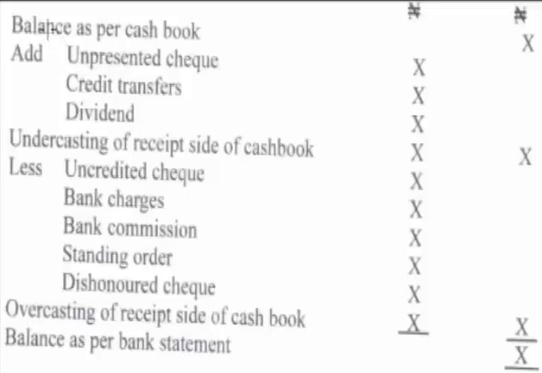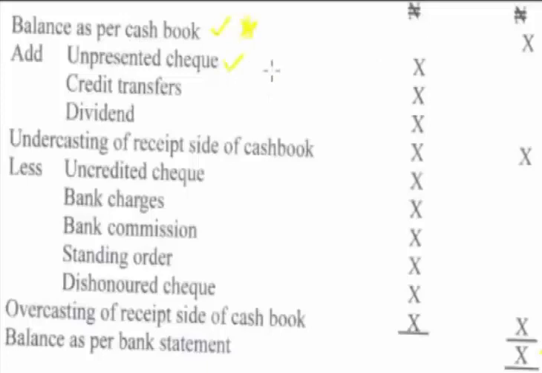So the first format we have on the board, we started with balance as per cash book. Since we started with balance as per cash book, as we have seen here, the end result will be balance as per bank statement. So they are one and the same thing. So when you decide to start with balance as per bank statement, your end result will be balance as per cash book. We said whenever you are starting with balance as per cash book, you add unpresented checks, you add credit transfers, you add dividends.